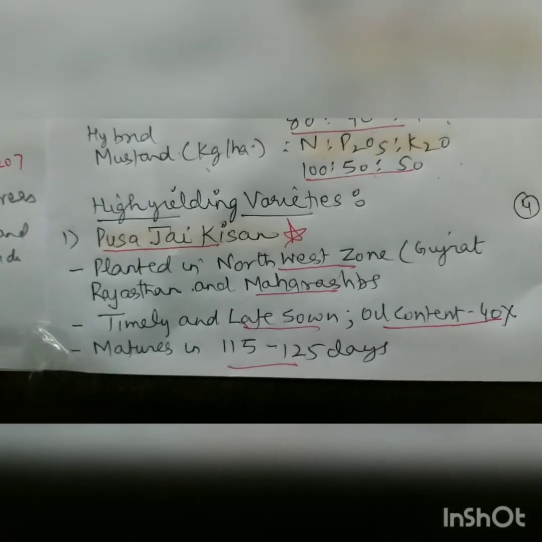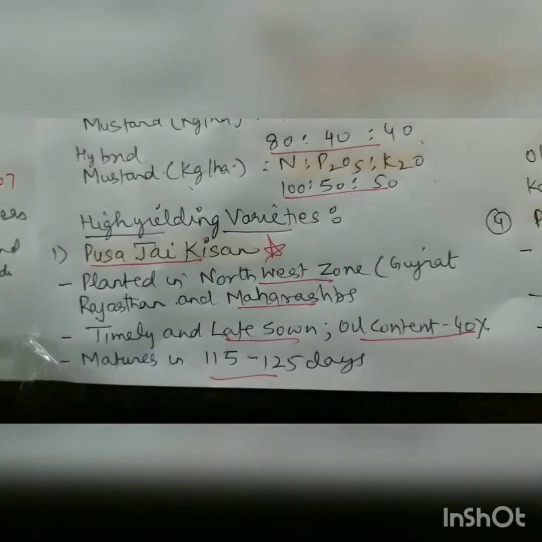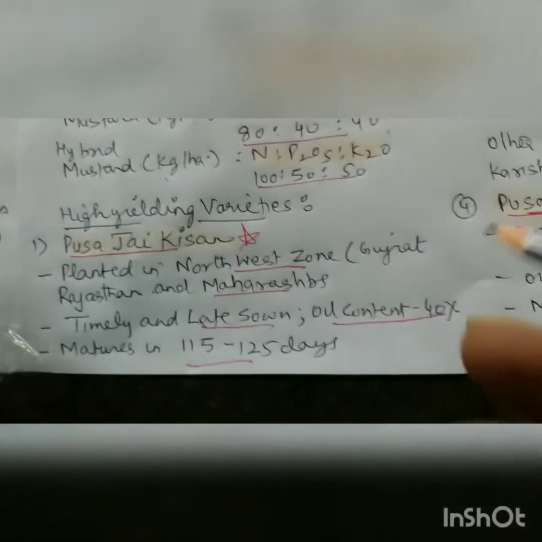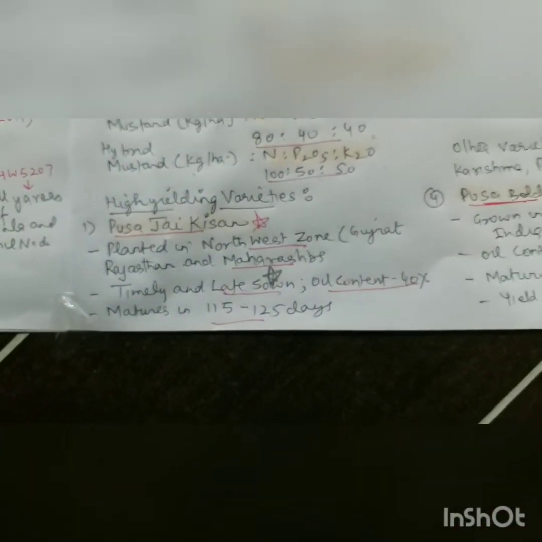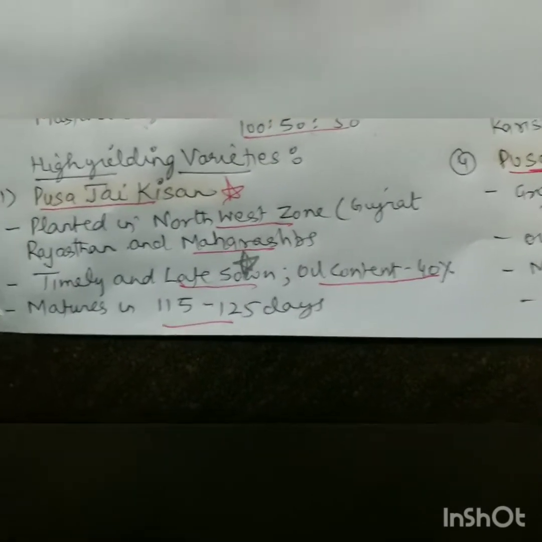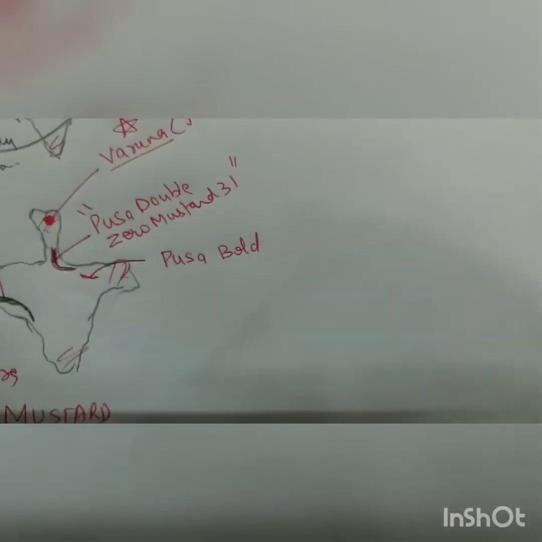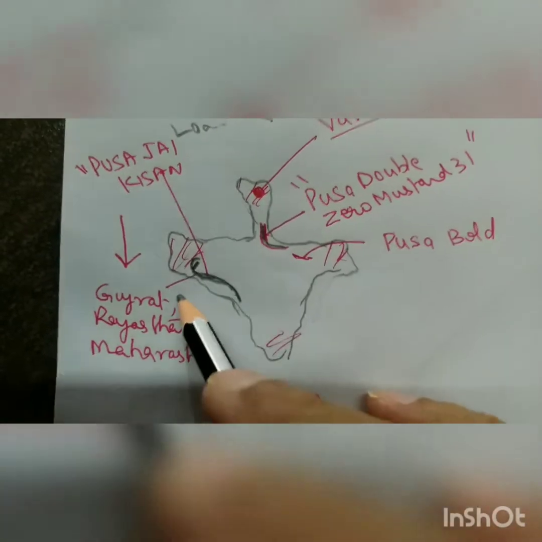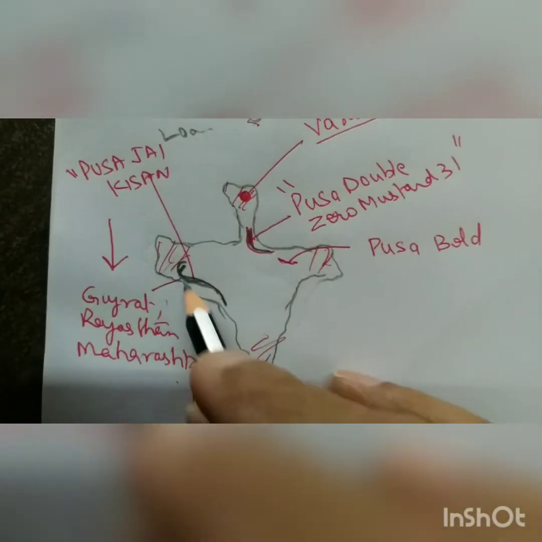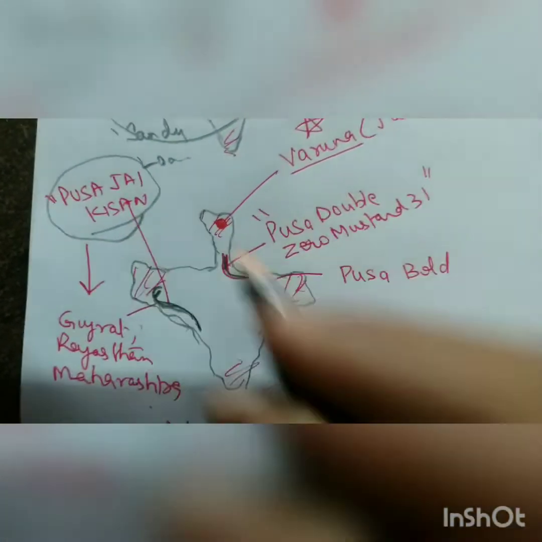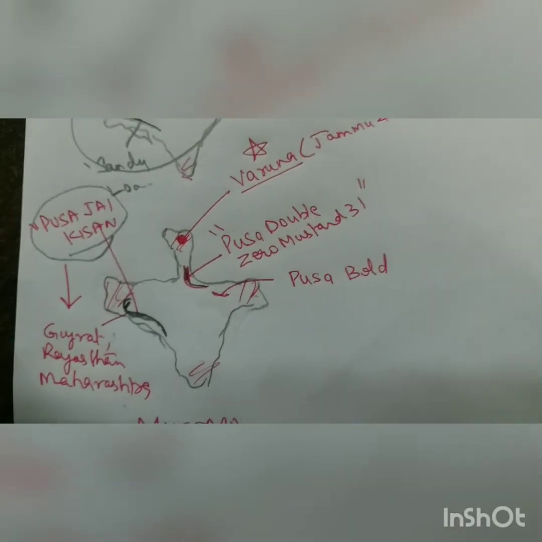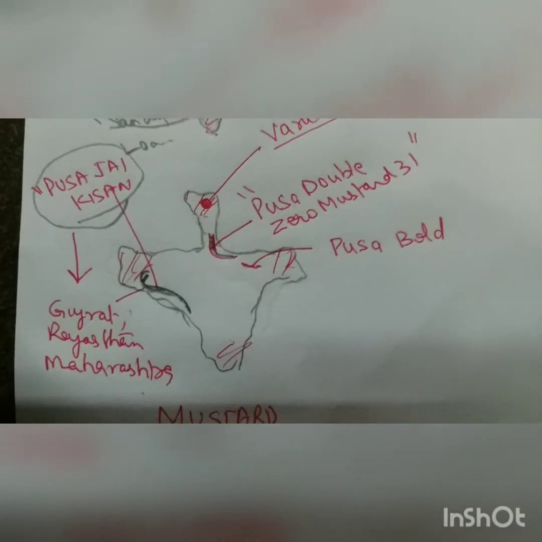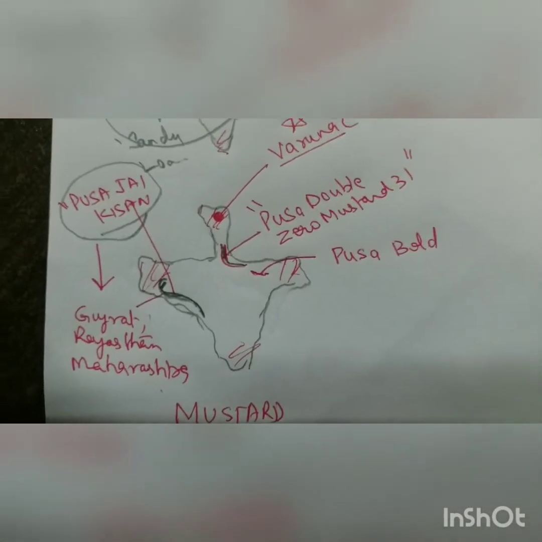The first variety is Pusa Jai Kisan, planted in the northwest zone, that is Gujarat, Rajasthan and Maharashtra. And this variety is known for this character, that it is late sown. Oil content is 40% and it matures in 105-125 days. See, this is the Gujarat, Rajasthan and Maharashtra area, and here this variety, Pusa Jai Kisan, is late sown. The important thing is its oil content, because we are dealing with mustard: oil content 40% and matures in 105-125 days.